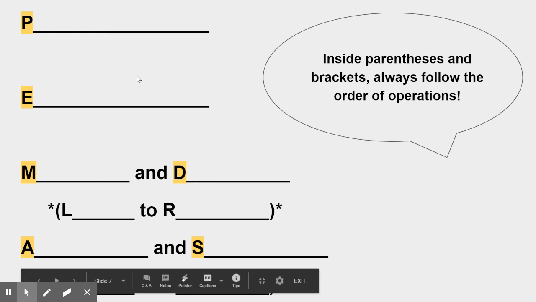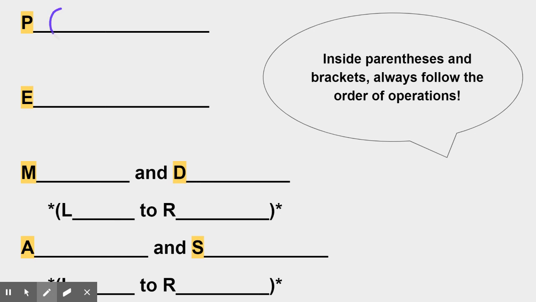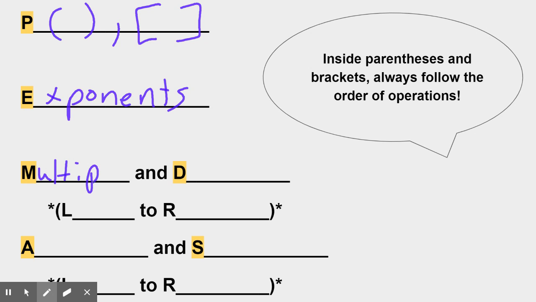All right, so remember, PEMDAS stands for parentheses, which also include brackets. The E stands for exponents. M is to multiply. D is divide. A is add, and S is subtract.